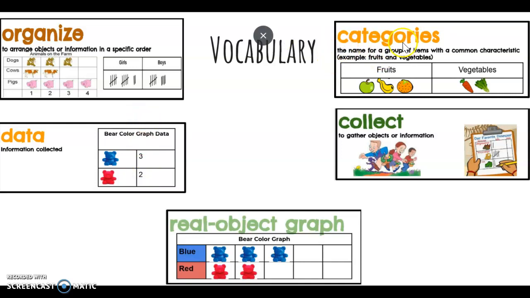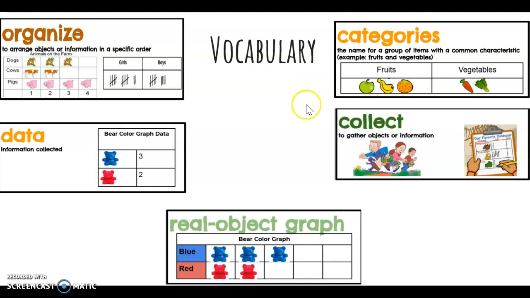Another vocabulary word is categories. We also went over this one yesterday. Categories is the name for a group of items with a common characteristic. For example, fruits and vegetables. Those are 2 categories. What are some other categories that we used this week when we were graphing? We use colors like red and blue. Yes. We also use shapes. Yes. So we had squares, triangles, circles.